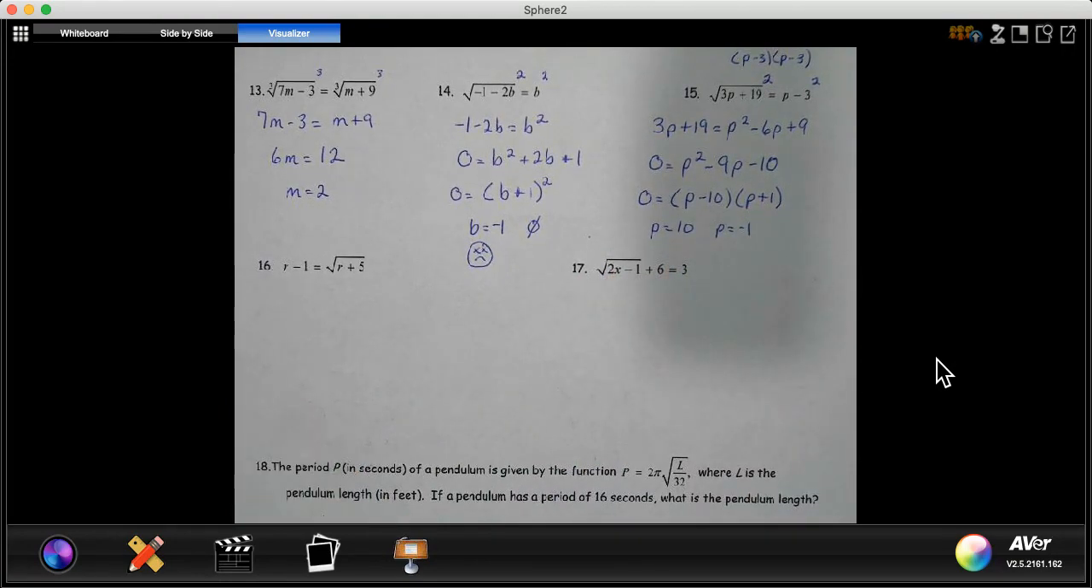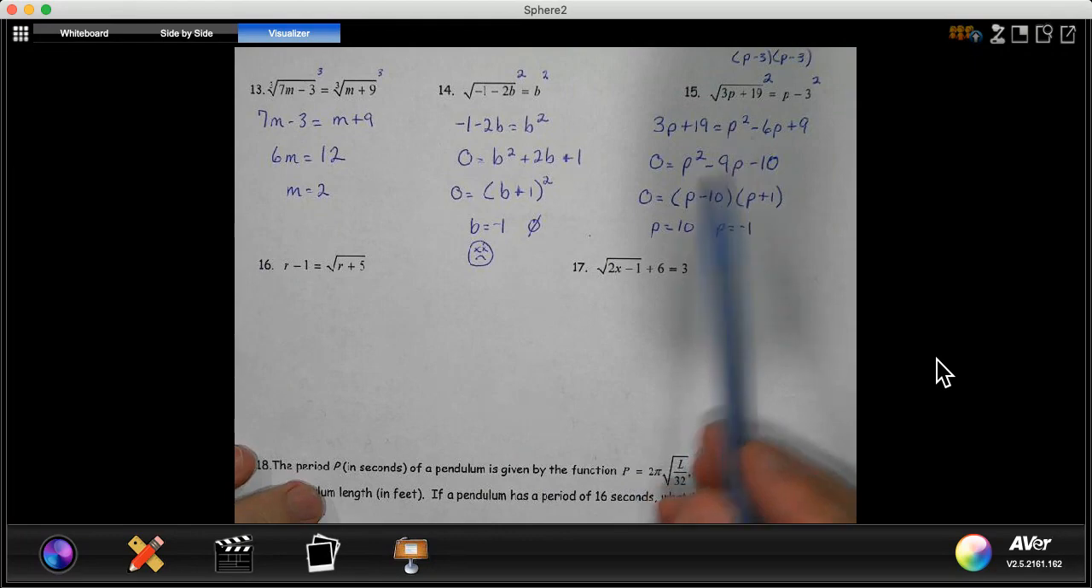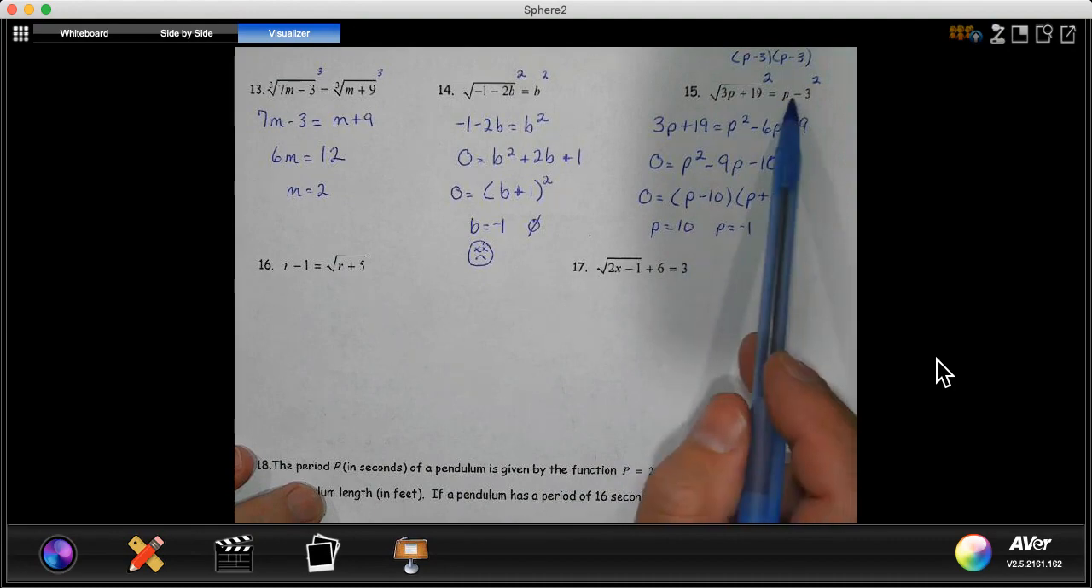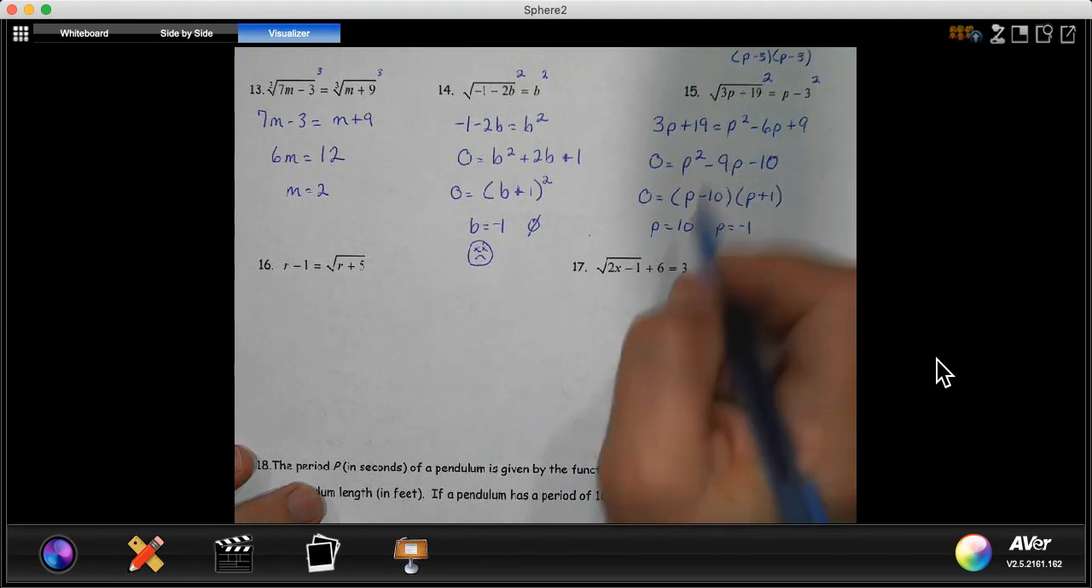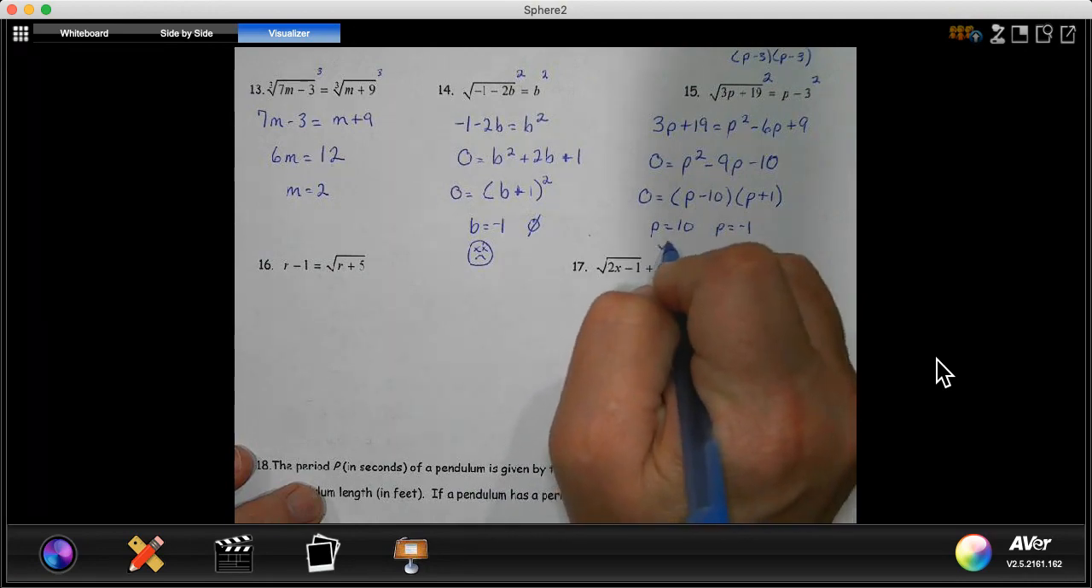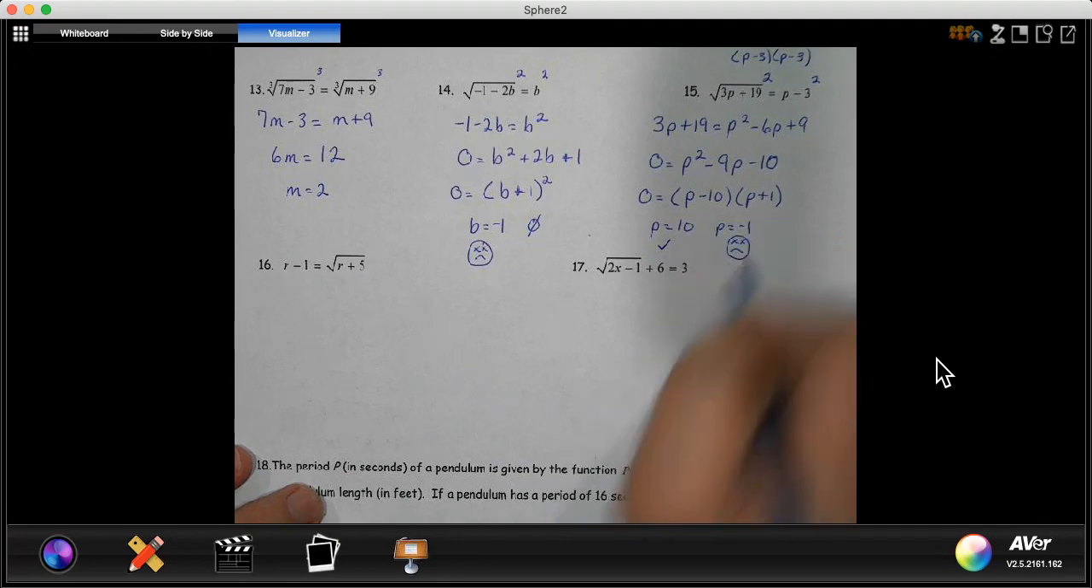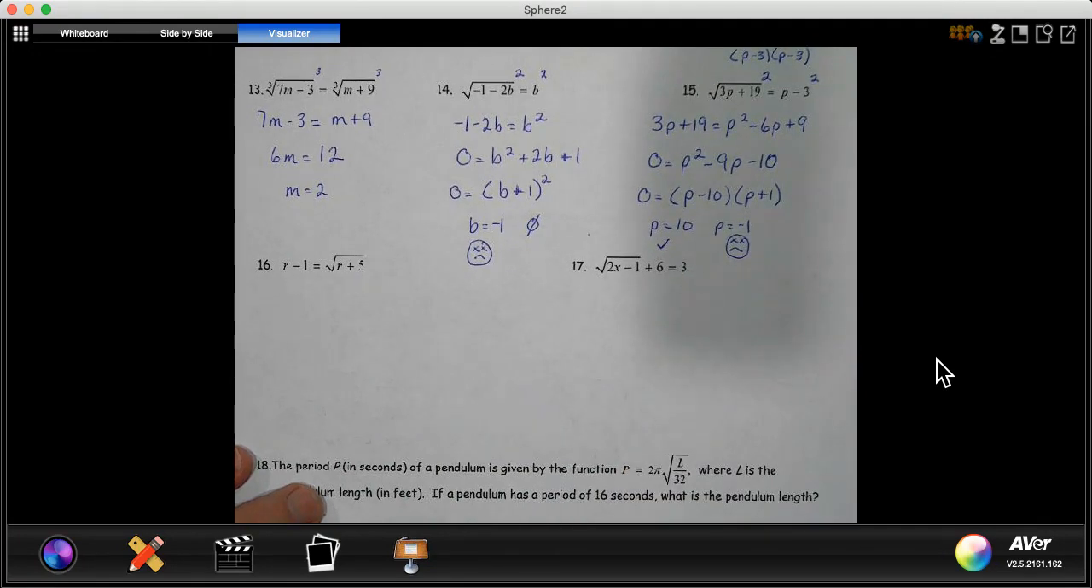Okay. All right, now we have to check our solutions. We're just looking for negatives. If I put 10 in, 10 minus 3 is 7, check. But what about negative 1? Negative 1 minus 3 is negative 4. That can't happen. So 10 checks out. I'm going to give that a check mark. The negative 1, sad face, eyes crossed out. No good. Okay.